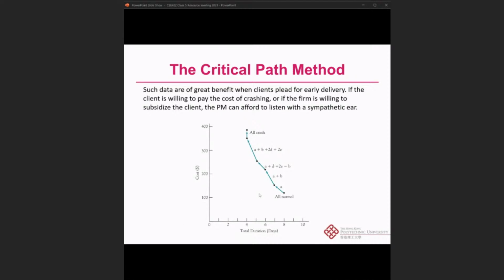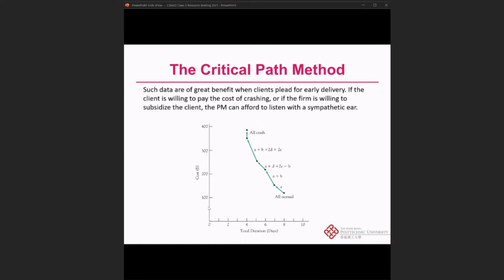Finally, such data is of great benefit when the client pleads for early delivery. If the client is willing to pay the cost of crashing, or if the firm is willing to subsidize the client, then you can use this kind of figure to show the client which activities they should crash for the 6-day, 5-day, and 4-day schedules, and what additional costs they should pay.